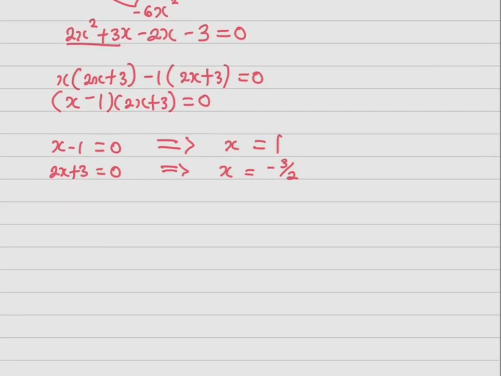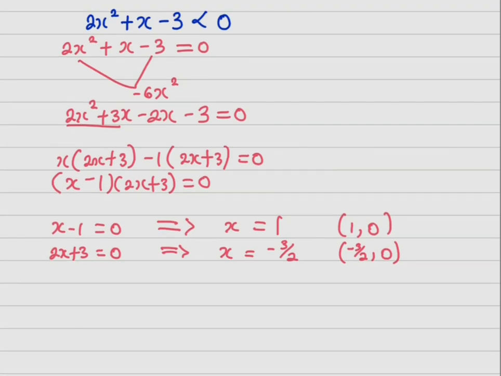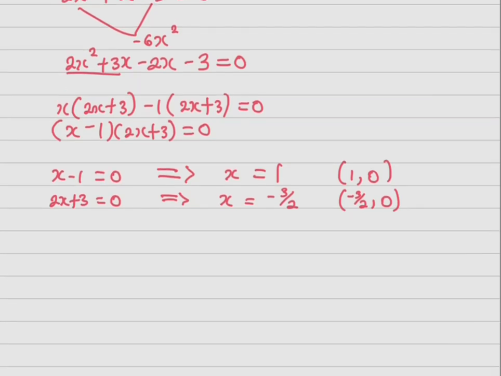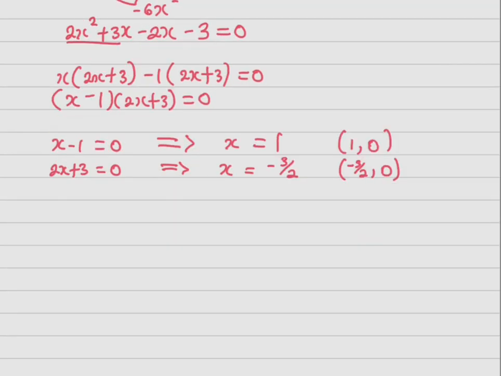Now, what this means is that when x is 1, y is 0. These are the coordinates, 1, 0, and then we have minus 3 over 2, comma 0. But don't forget that this is a quadratic inequality, so we have to find the range of values. One of the simplest ways of doing that is by sketching the curve for the function. So let's go over and sketch the curve for the function.